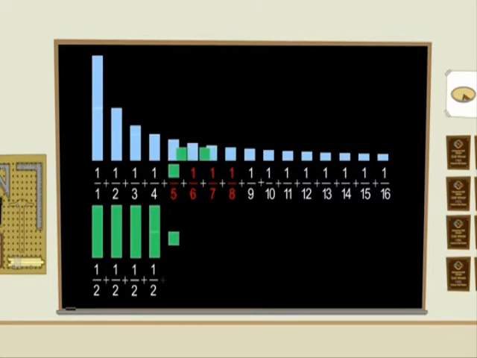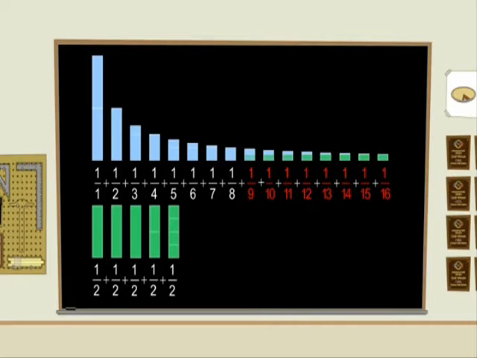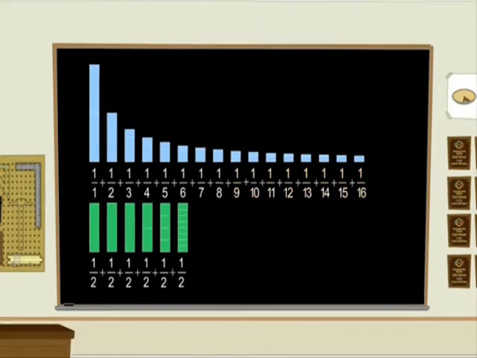So, if we add them together, their sum will be at least as big as 4 times 1/8, or, once again, 1/2. Likewise, the next 8 terms, 1/9, 1/10, 1/11, 1/12, 1/13, 1/14, 1/15, and 1/16, are each at least as big as 1/16. So, when we add them together, their sum will be bigger than 8 times 1/16, or once again, 1/2.